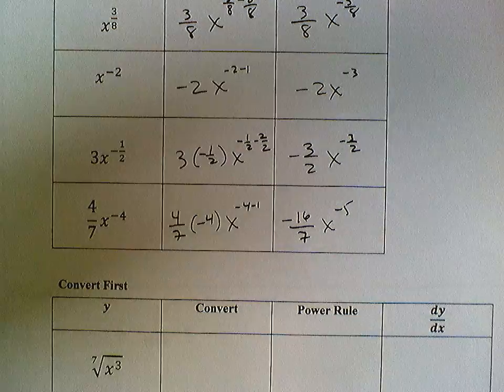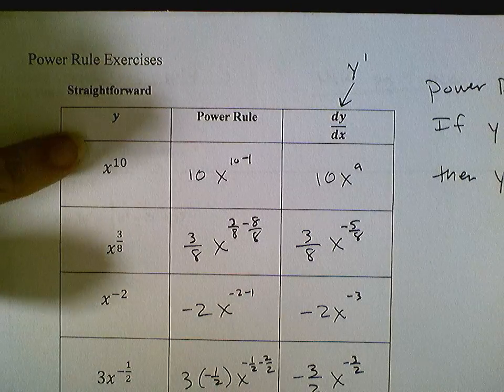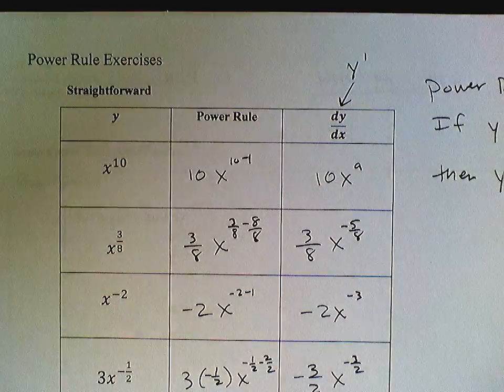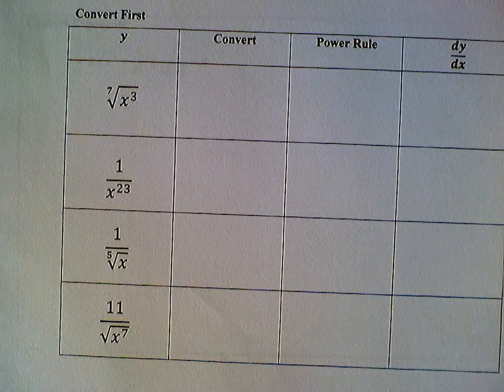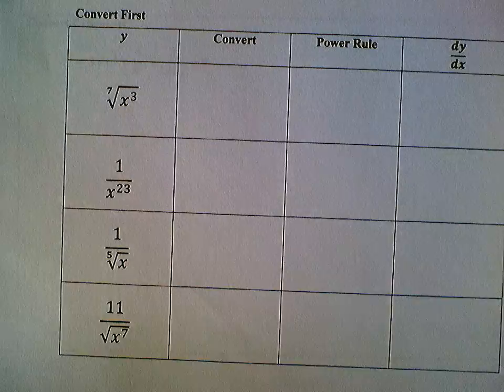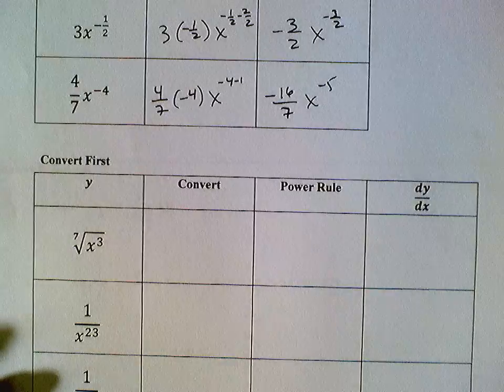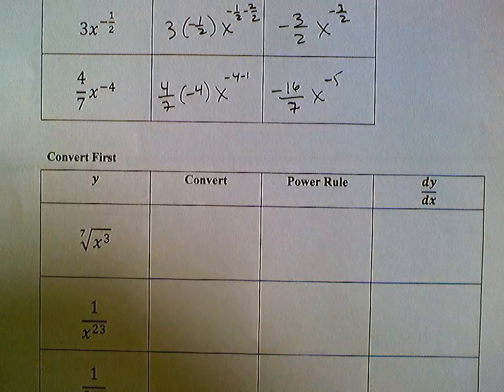Okay? Now, so these were straightforward power rule situations. What we were taking the derivative of already looked like ax to the n. Now, these are not so straightforward, guys. These are not of the form ax to the n, but we can rewrite them in that form. So these are situations where you can use the power rule after converting to the form ax to the n.